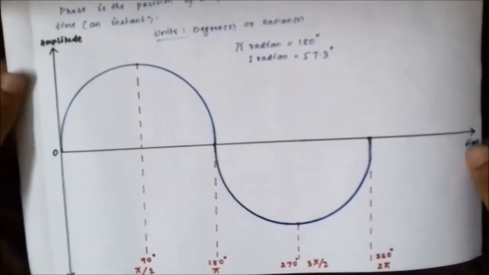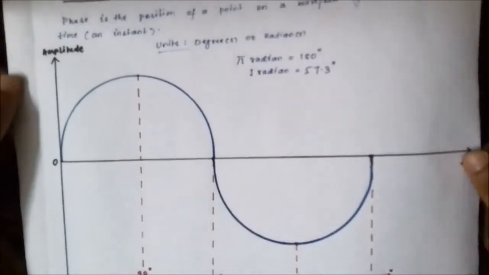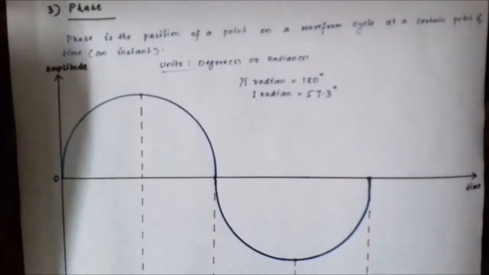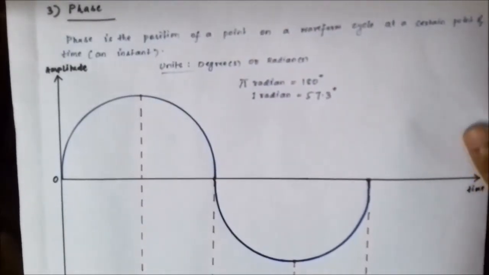So in this video we have discussed the basic characteristics or parameters associated with a signal waveform. They are amplitude, frequency and phase.